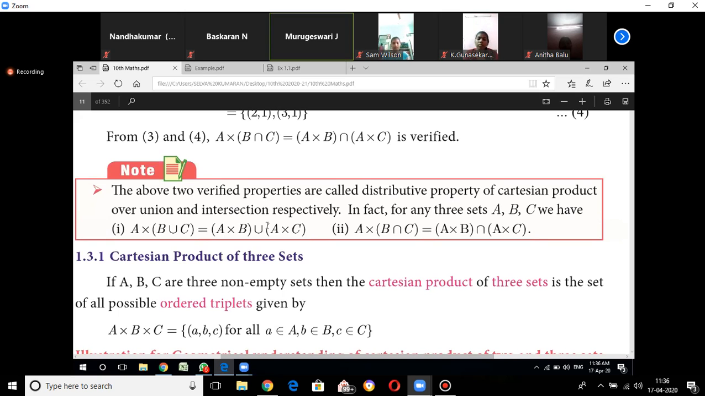That's all. And the Cartesian product of 3 sets is also given. You already saw the 2 sets. For 3 sets, you write all the possible ordered triplets, because an ordered pair means you write 2 numbers, and ordered triplets means you write 3 numbers. So in general, A cross B cross C equals the set of all ordered triplets (a, b, c), for all a an element of A, b an element of B, and c an element of C. Have you got it? Got it?